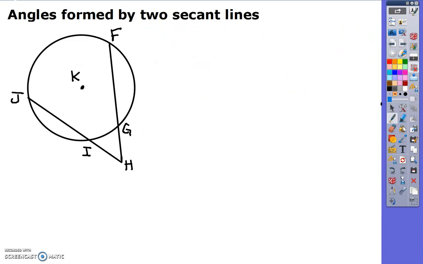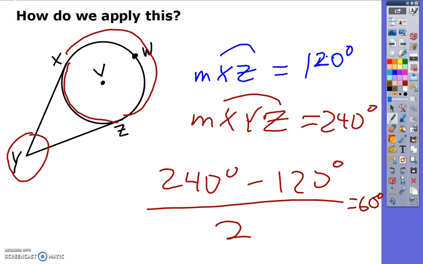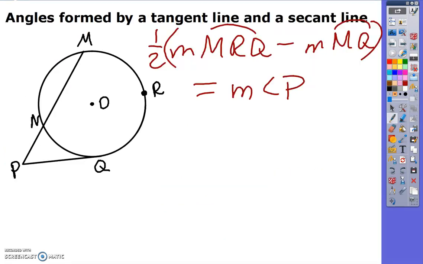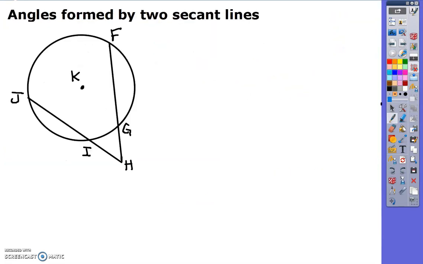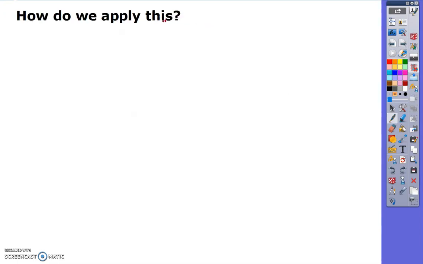Angles formed by two secant lines, again, work exactly the same. Notice that for these three that we've been talking about, the angle is outside the circle. Those are all the same. Big arc minus small, far arc minus close arc, whatever you want to call it. Subtract them and divide by 2. And so that's what we're dealing with.